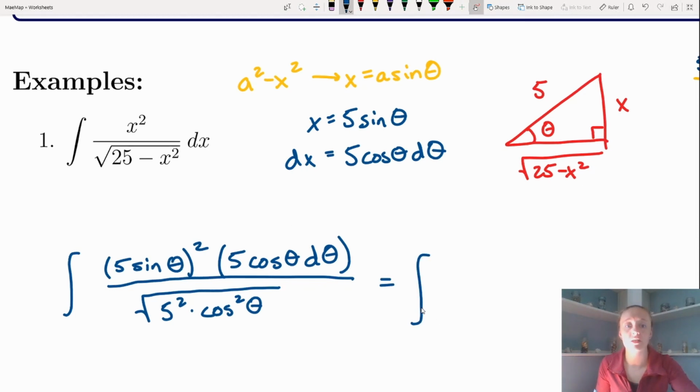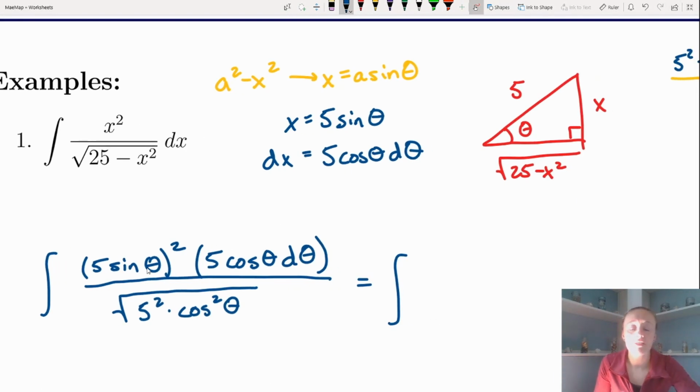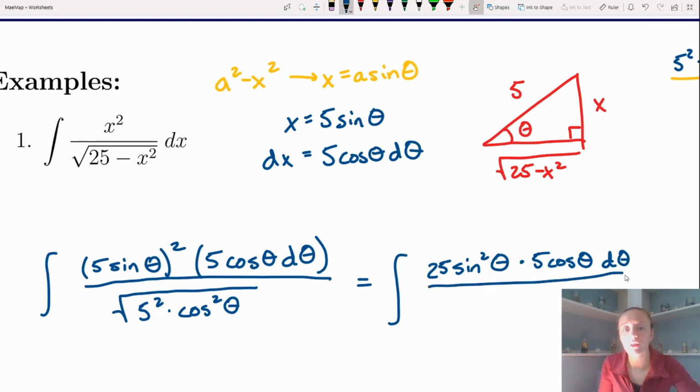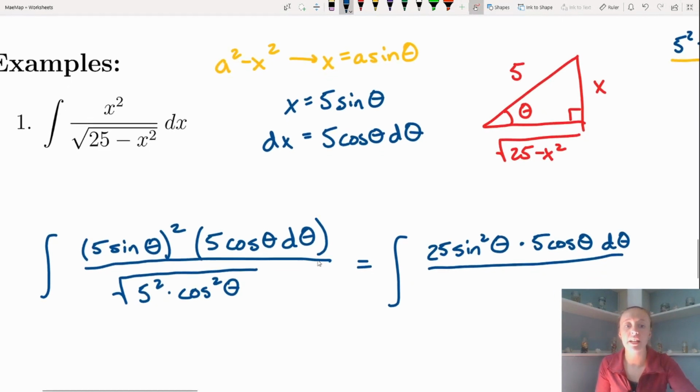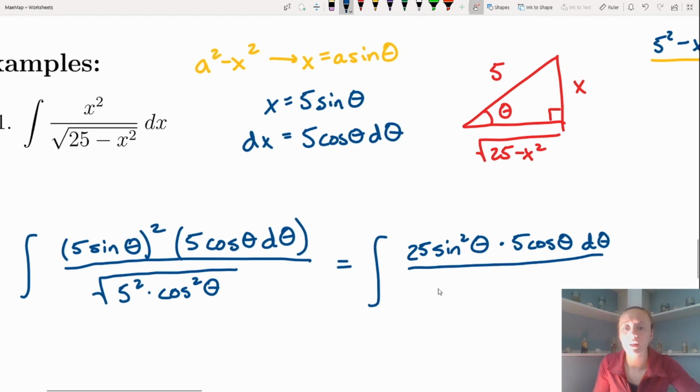So here we have the integral of 5 sine of theta, that quantity squared, is going to be 25 sine squared theta times 5 cosine of theta d theta. There's my numerator, all over my denominator, which, applying that square root, the square root of 5 squared is 5, and the square root of cosine squared is cosine. So I'm going to have 5 times cosine of theta in my denominator.